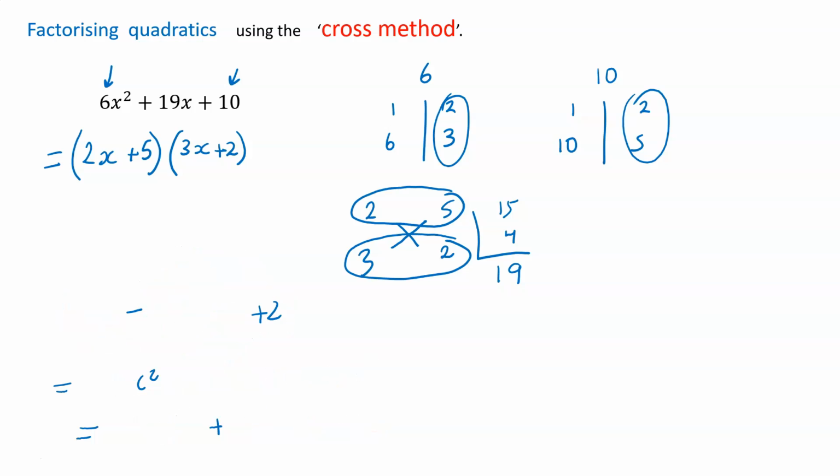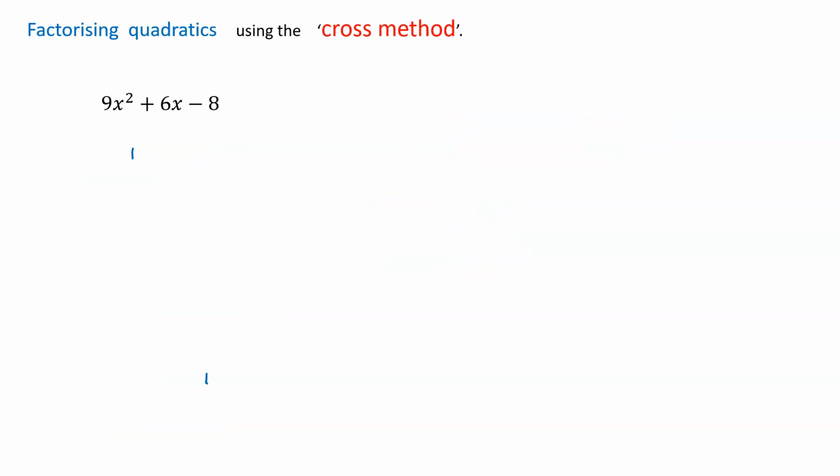Okay? Alright, let's try the next one now. Now this one's a bit different because we have a negative now. So again, let's start with a 9. The factors of 9 are 1 and 9 and 3 and 3. Now for negative 8, we start with 1 and 8. Let's not worry about the negative just yet. And also 2 and 4.